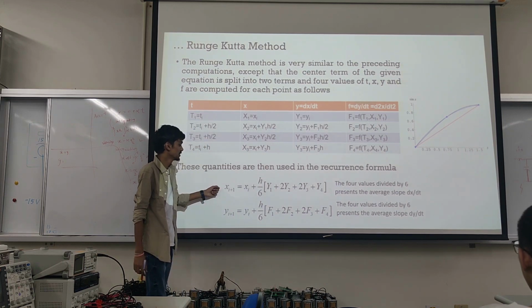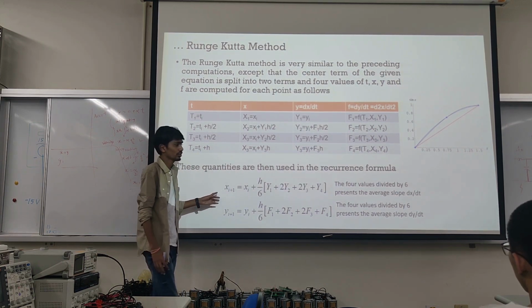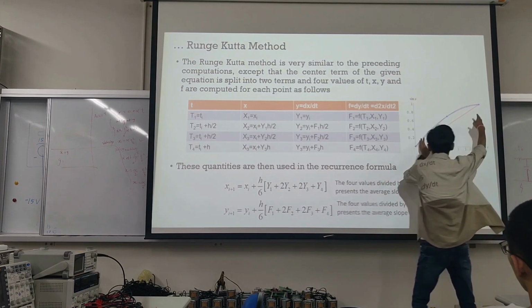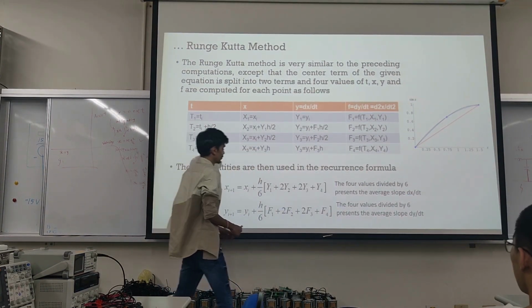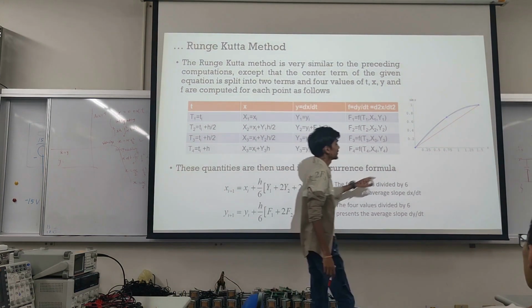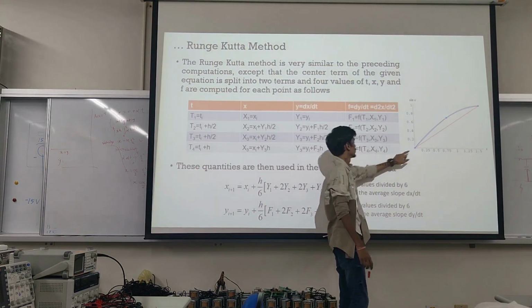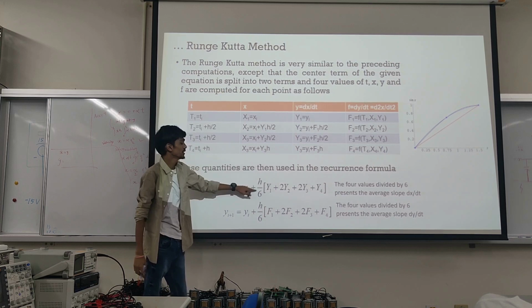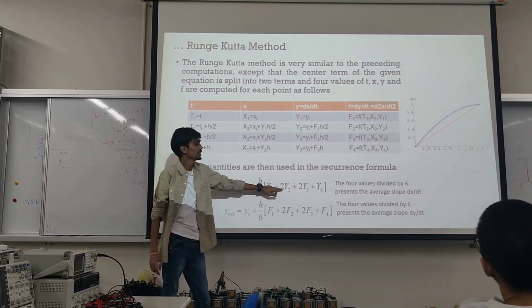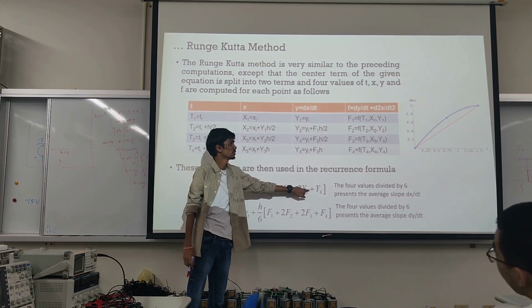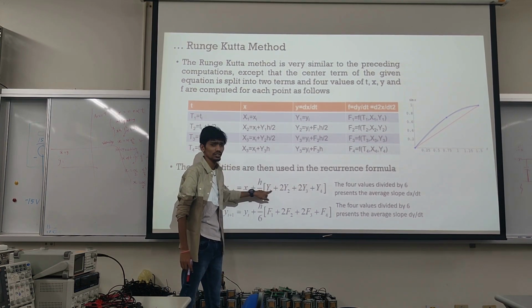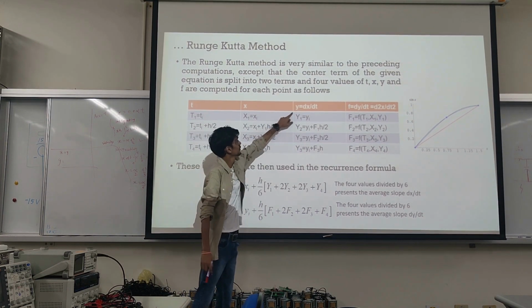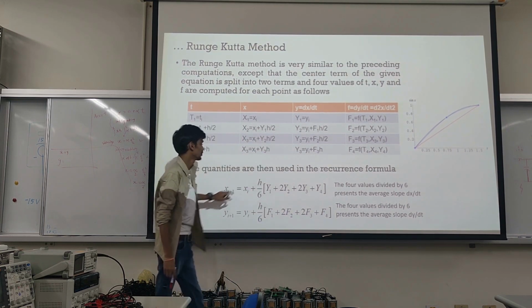So for the displacement at this point, xi plus 1, we have xi plus h by 6 into y1 plus 2 into y2 plus 2 into y3 plus y4. These are y1, y2, y3, y4. What is this? This is the velocity that we have calculated from the Runge-Kutta formula.